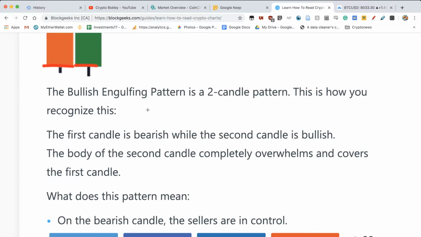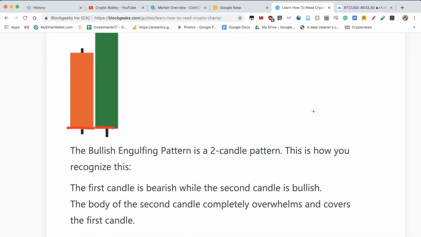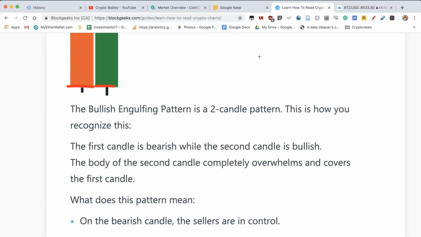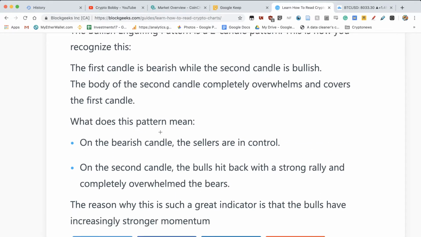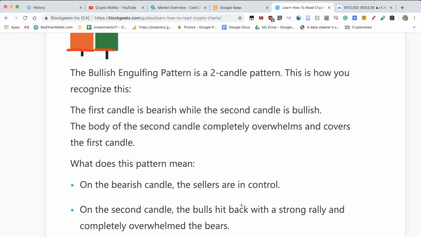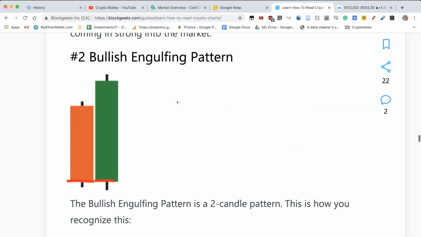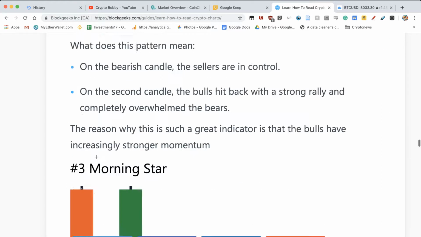The bullish engulfing pattern is a 2 candle pattern, and how to recognize it: the first candle is bearish and the second one is bullish, and the second one overwhelms the first one and covers it completely. And what this means: on the bearish candle, the sellers are in control, and on the second candle, the buyers are in control and show a potential reversal possibility. This is actually quite a good indicator because it shows that the bulls have more control at the current price.